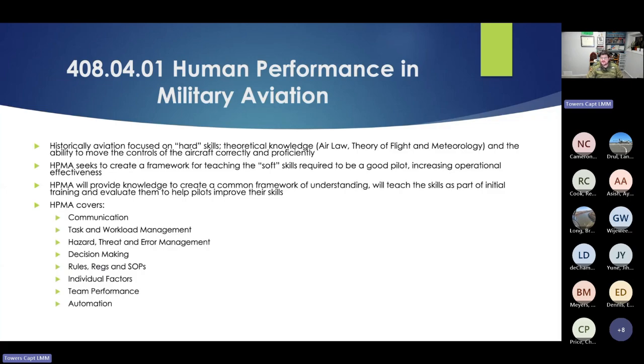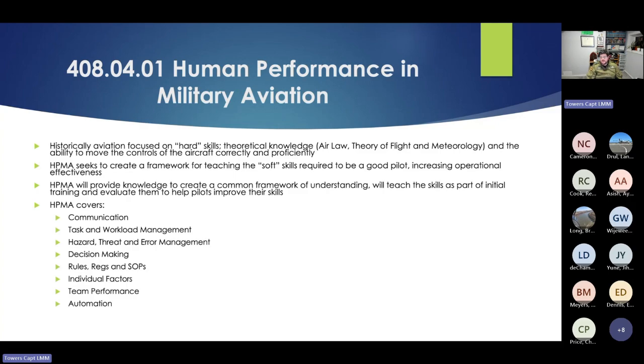So human performance in military aviation. Historically, aviation education has focused more on hard skills, so the theoretical knowledge, so your air law, theory of flight, meteorology, and the ability to move the controls of the aircraft correctly and proficiently. What we're trying to do with HPMA is create a framework for teaching the soft skills required to be a good pilot, and therefore increasing our operational effectiveness.